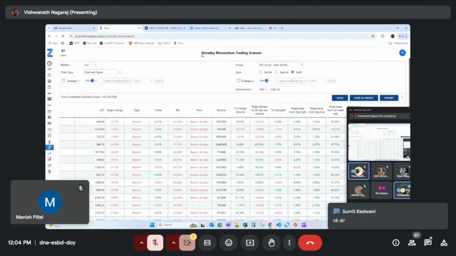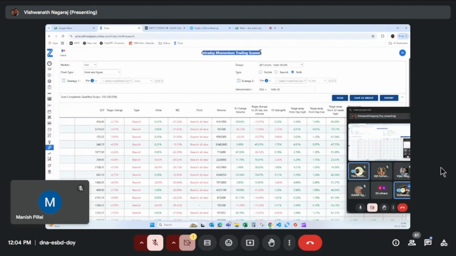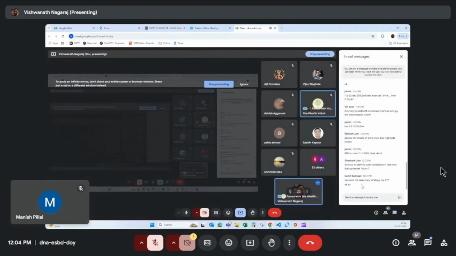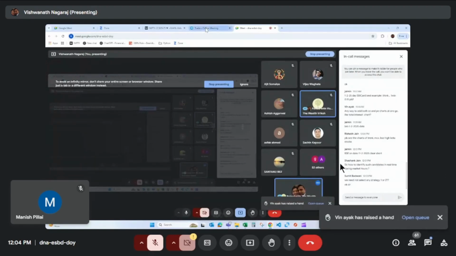This is the scanner. But the drawback of Rzone is you'll have to manually do this every 30 minutes, 1 hour, or however you want to do it. Shashank, I think that answers your question, right? How to identify such candidates during real-time market hours: you run the scanner.